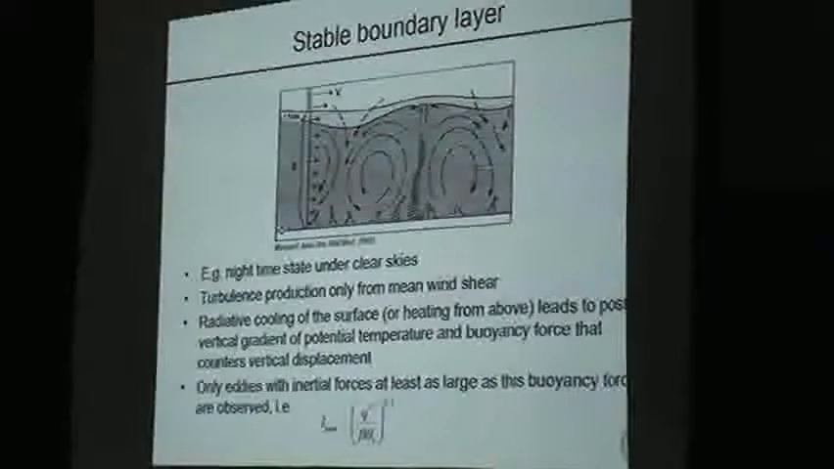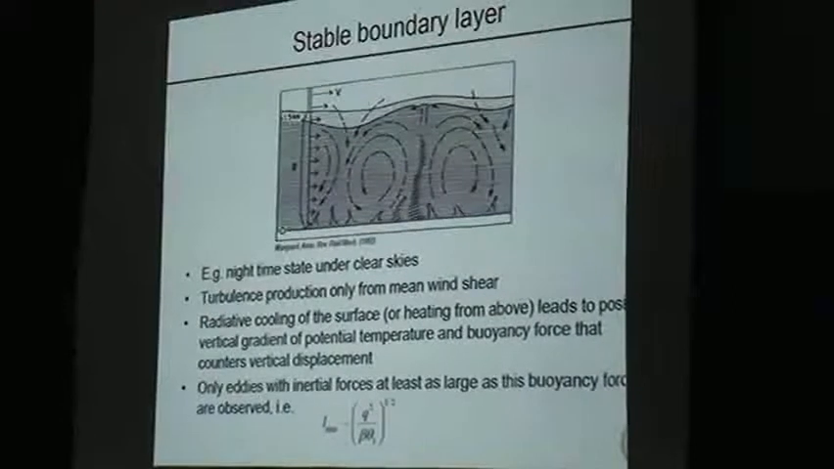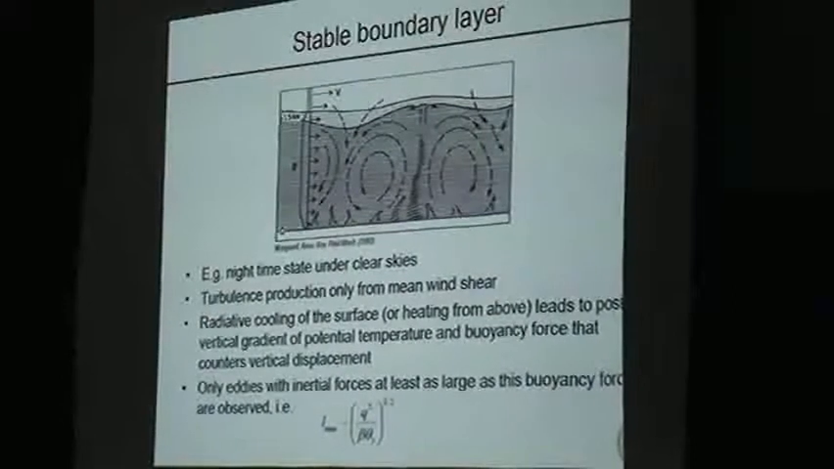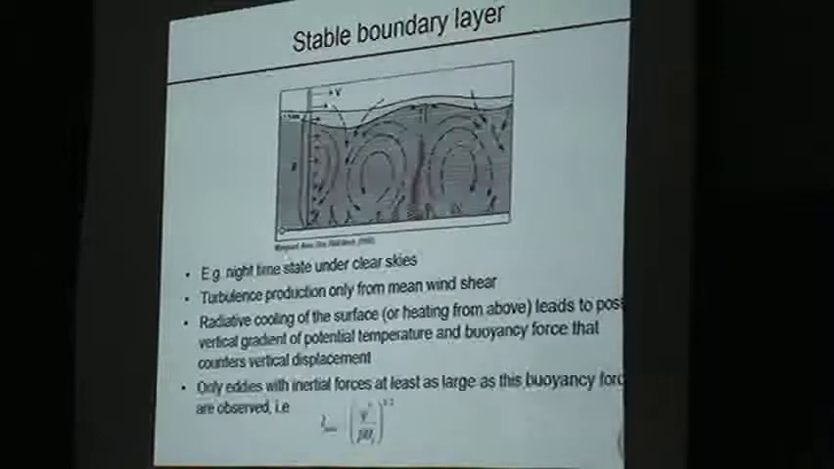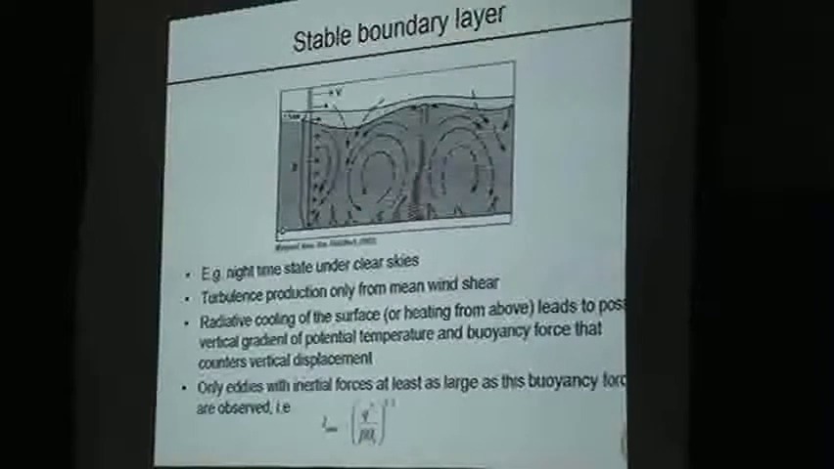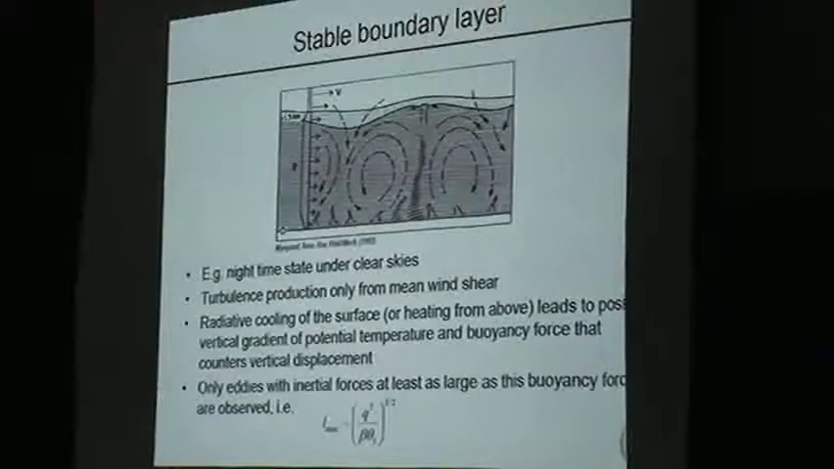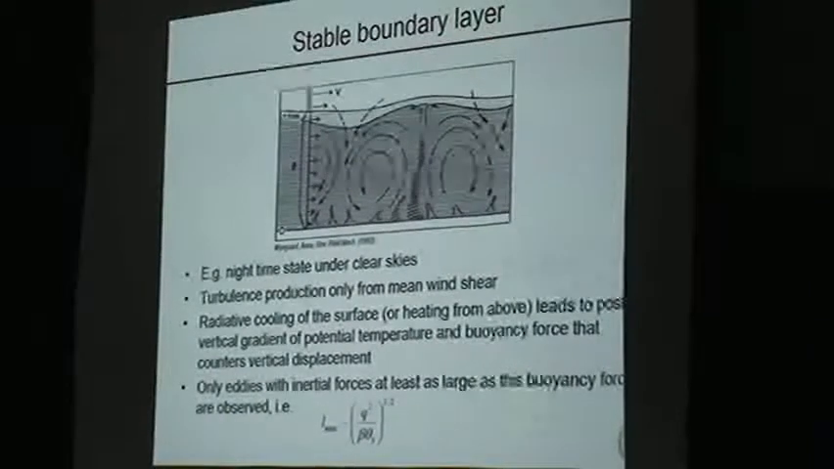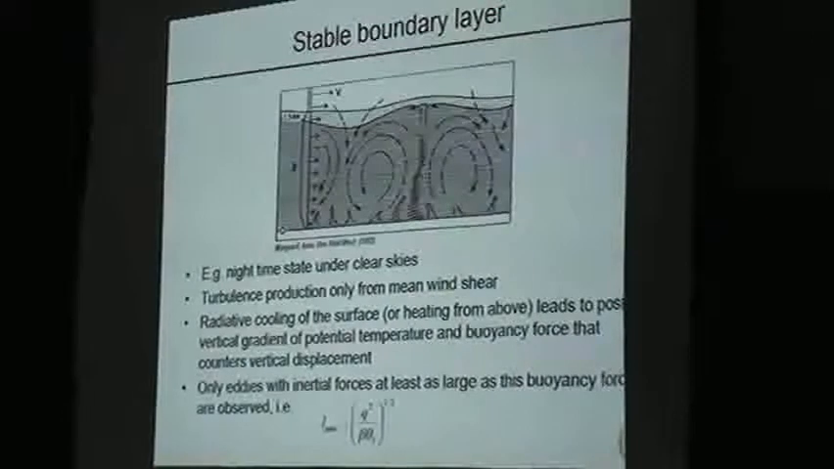So there's a thermally stable flow. And this leads to a positive vertical gradient of potential temperature. I'll come back to what I mean by potential temperature, but for now, just keep temperature in mind. And a buoyancy force that counters any vertical displacement. So it's a stable, thermally stable flow.